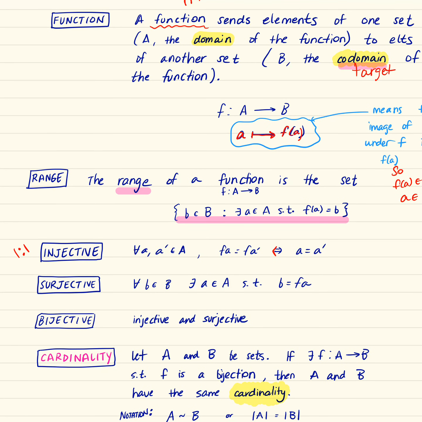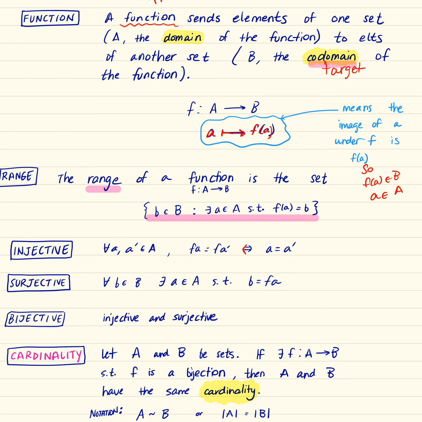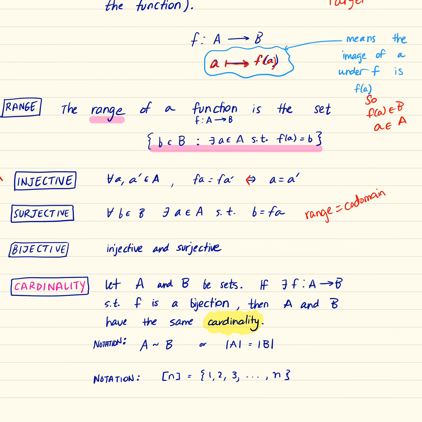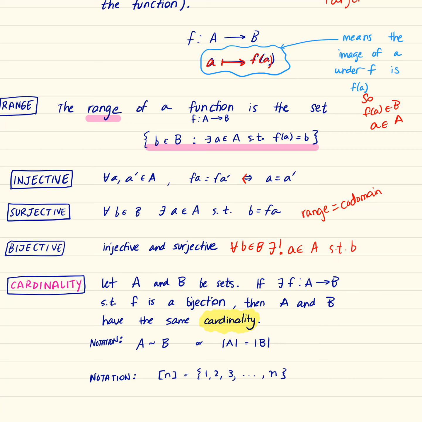Surjective, another way to say surjective is onto. And that just means that every point in your codomain is in the range. So the range is equal to the codomain. And then, of course, bijective means you are surjective and injective. And in terms of quantifiers, we would say for every b in B, there exists a unique a in A such that b is f of a.